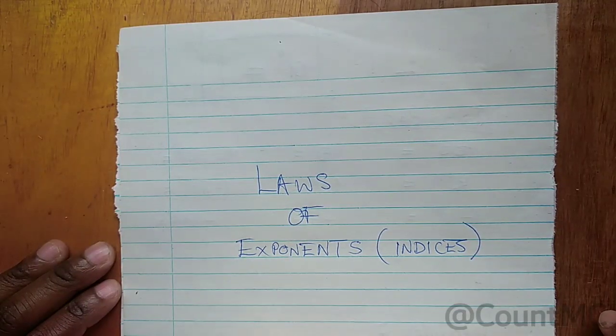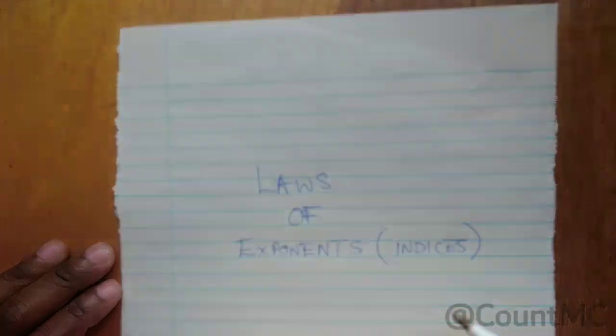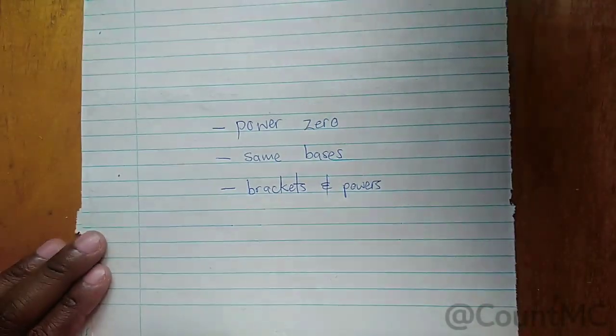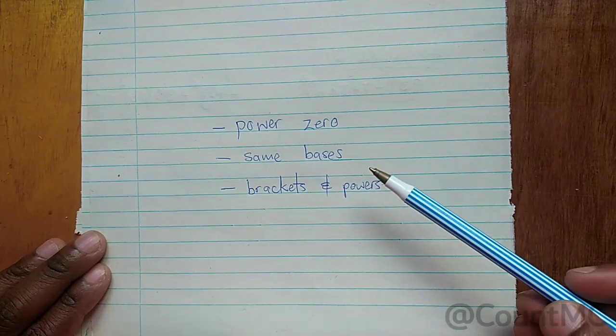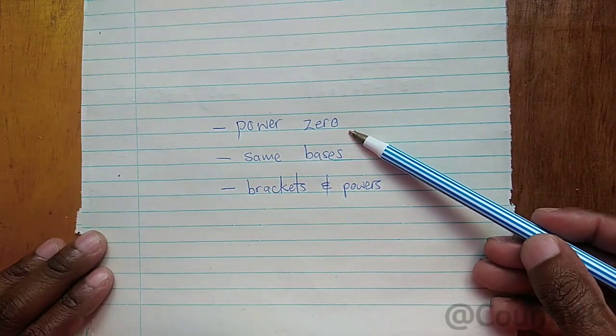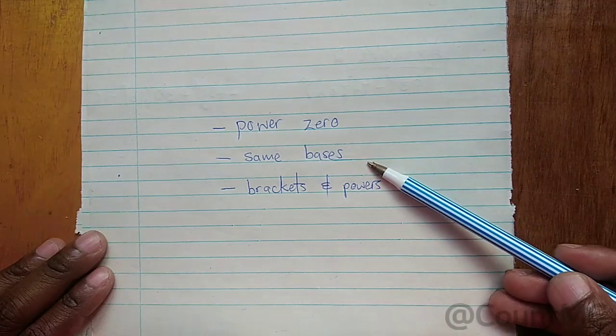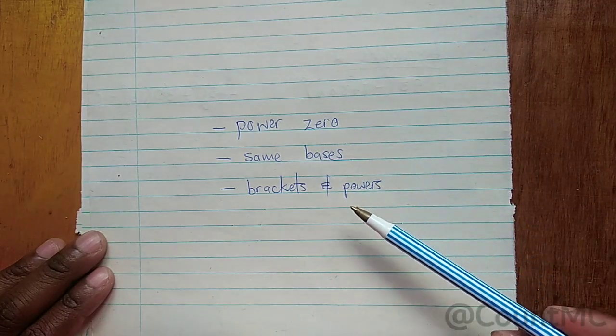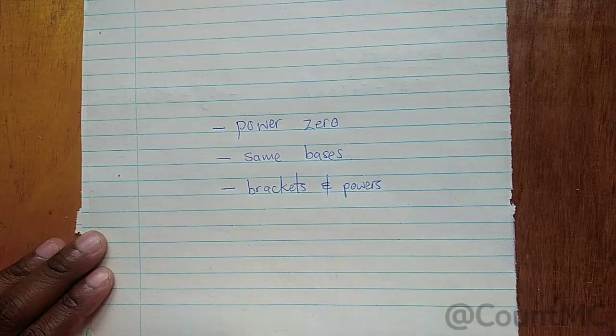Hello guys, let's talk about laws of exponents. They are also called laws of indices. In summary, these laws are the law for the power of 0, the laws of the same bases, and the law for brackets and powers.